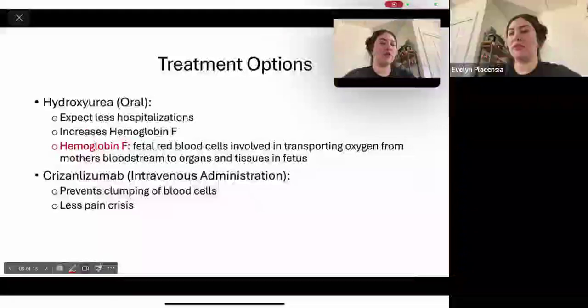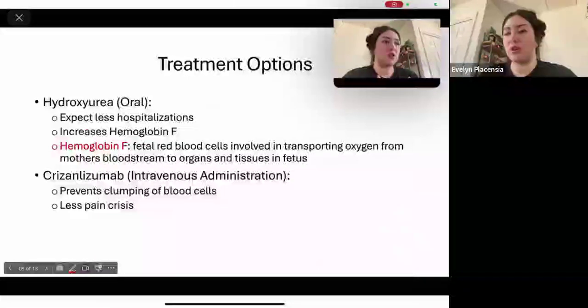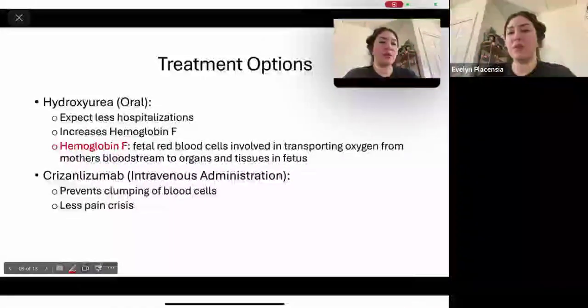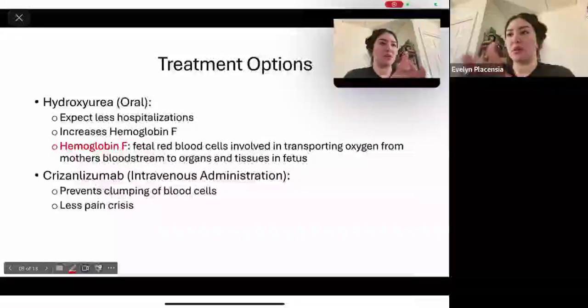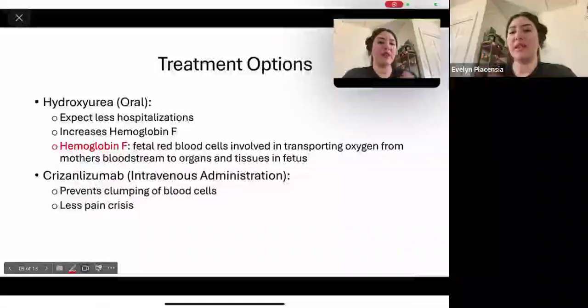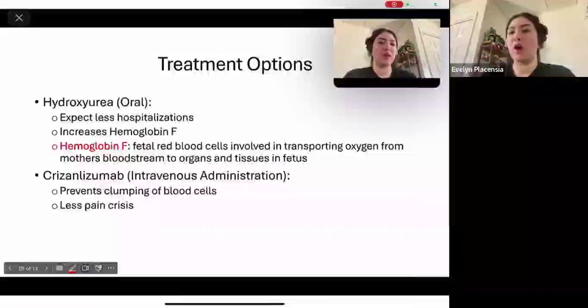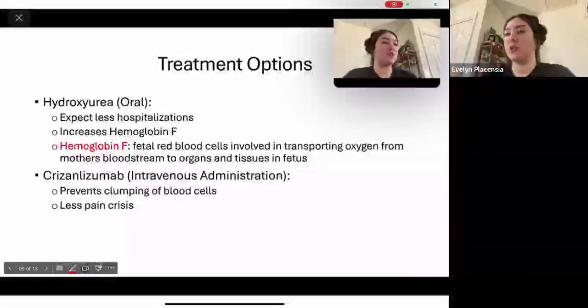So our first treatment option is hydroxyurea. It can be administered through the mouth in tablet form with water once a day. As a result, a patient with type SS, so sickle cell disease, can expect fewer hospital visits, fewer pain crises, and the slowing of the damage to their organs.